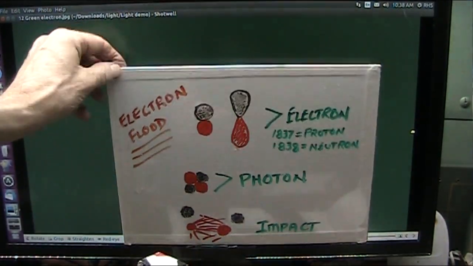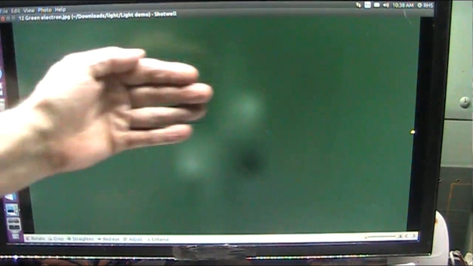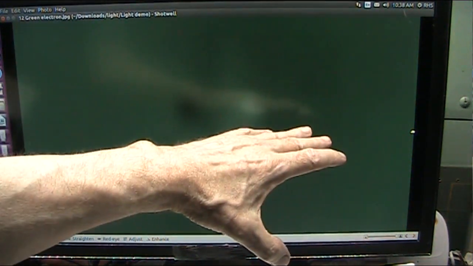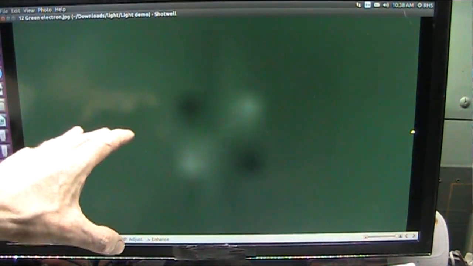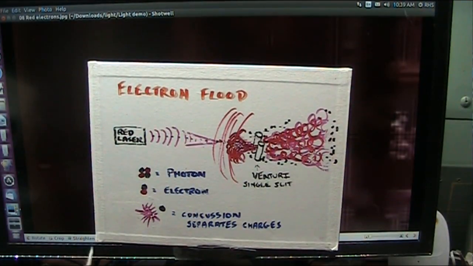Now, we're going to see what the red ones are. The red ones are the same as the green, it's just that it's a different frequency, which means it's a different concussive value. The green concusses much further out than the red. The red concusses quite early as it comes out of the Venturi. Okay, this is a brief description of how this happens.